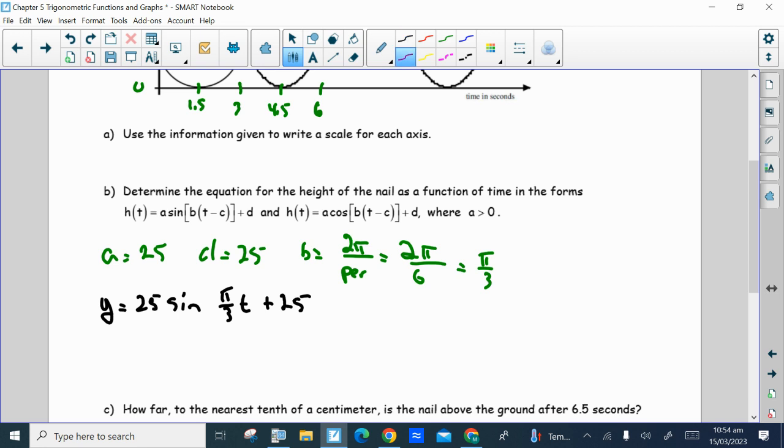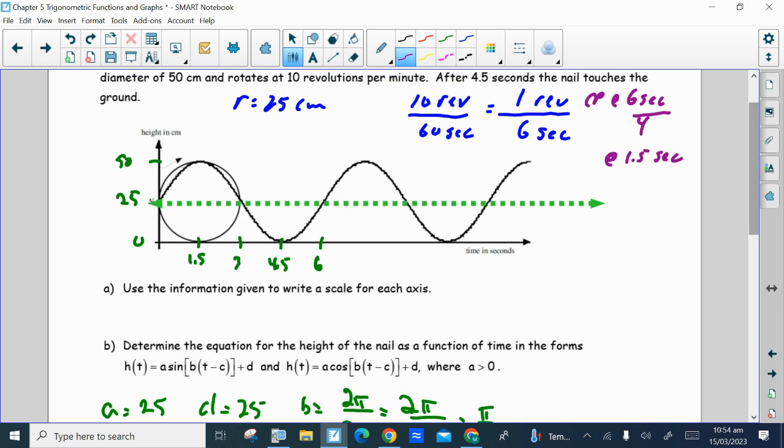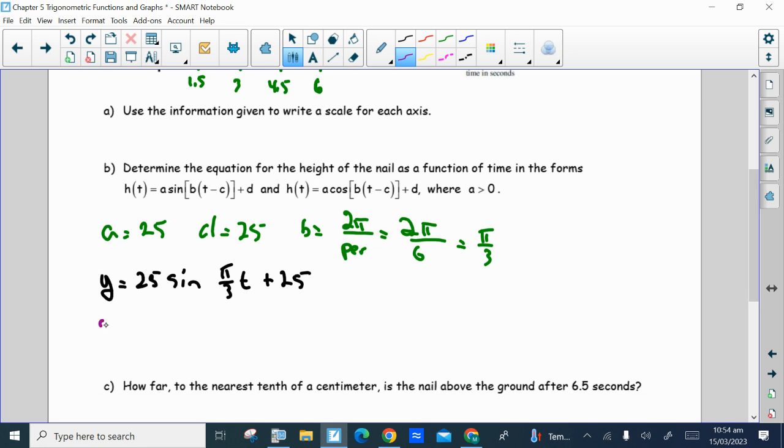If it's a cosine function, now we're going to have a phase shift. Normally the graph of cosine starts on the y-axis at the maximum. In this case, that occurs after 1.5 seconds. This is shifted to the right 1.5 seconds, so that is our C value if we were writing a cosine function. So there's the equation if it is a cosine function.